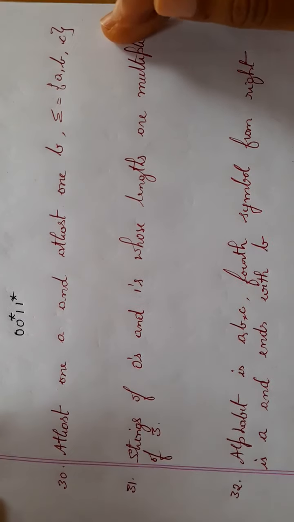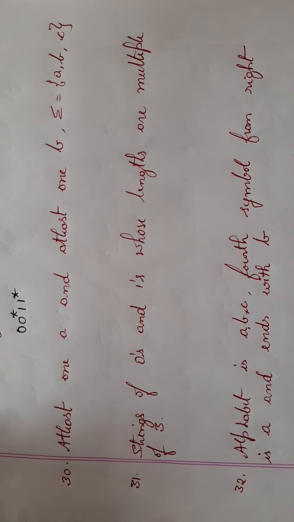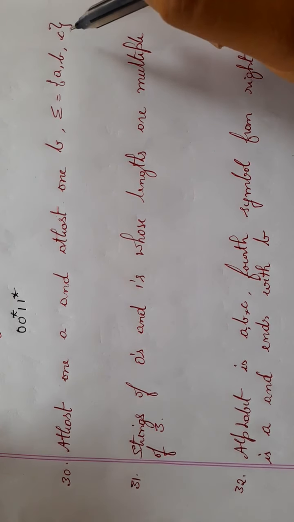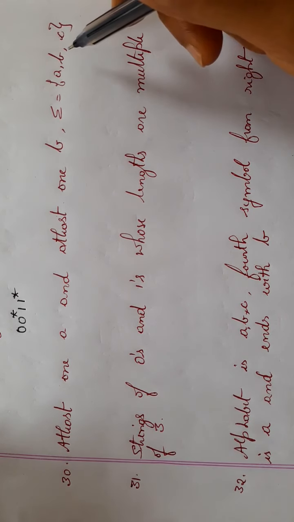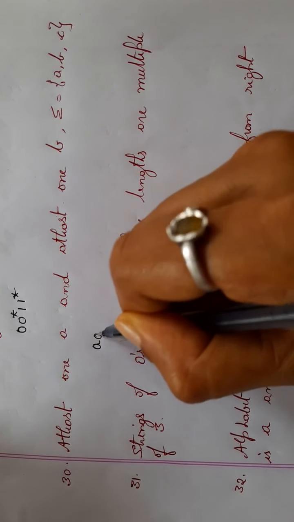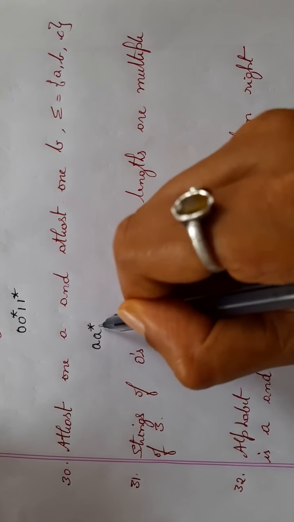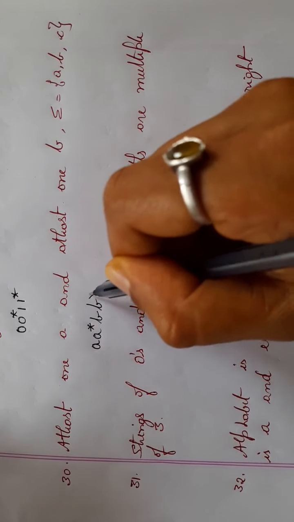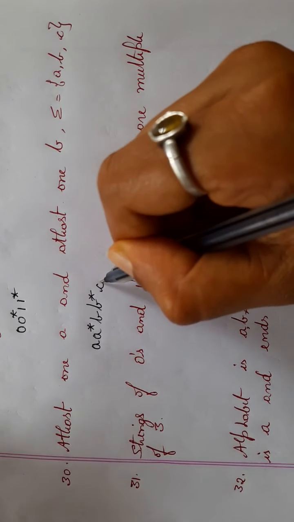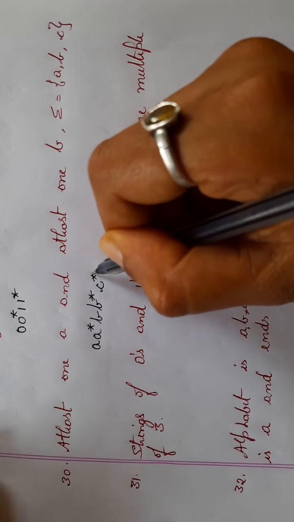The next one, at least 1A and at least 1B. What does my alphabet consist of? My alphabet consists of A, B and then C. So my regular expression here is at least 1A and then I can have any number of A's, at least 1B and then I can have any number of B's, and then I have C. The occurrences of C is 0 or more.